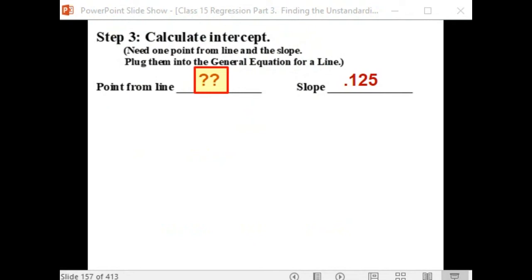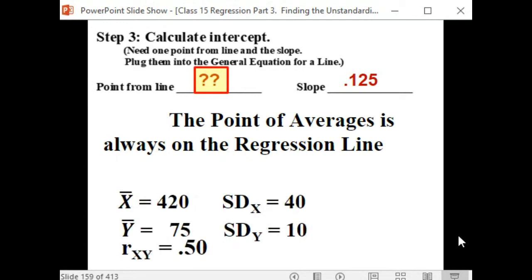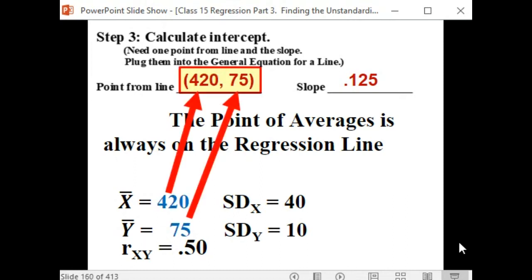Well, here's where one of our basic regression facts comes in handy. The point of averages is always on the regression line. And how do we find the coordinates of the point of averages? Well, here are those 5 numbers I said we'd need. We're about to use 2 of them. The unstandardized coordinates of the point of averages are 420 and 75. That's because the mean of x is 420 and the mean of y is 75. And we know this point is on the regression line because the point of averages is always on the regression line.